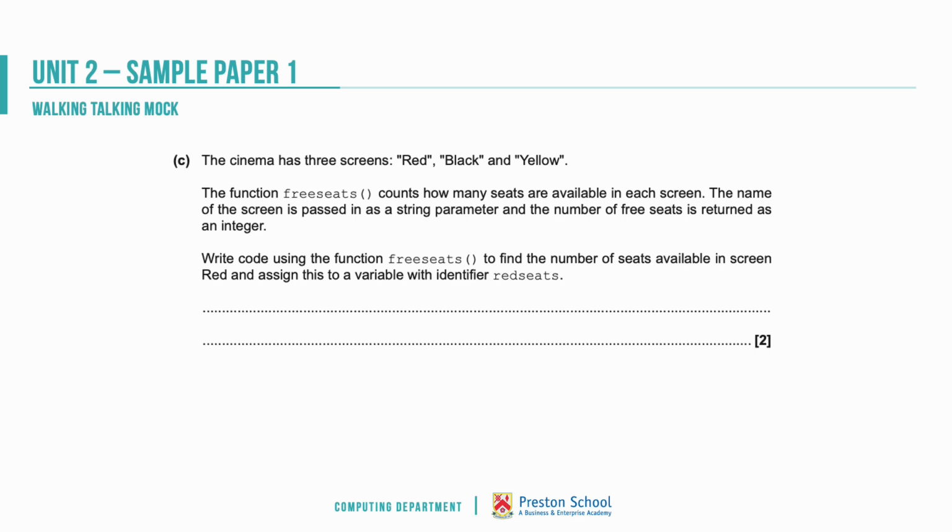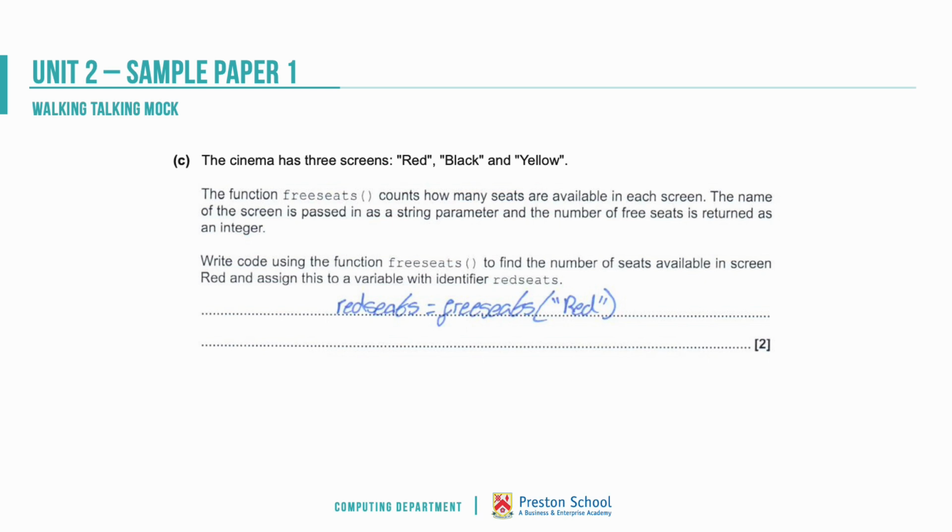Part C, the cinema has 3 screens, red, black and yellow. Write the code using the function free seats to find the number of seats available in screen red and assign this to the variable with identifier red seats. This is a question you're going to either remember how to do or not. It's going to be red seats equals free seats and red in brackets. So we've got a function called free seats. We're passing the parameter of red, and we're setting that answer or what's returned from the function to red seats.